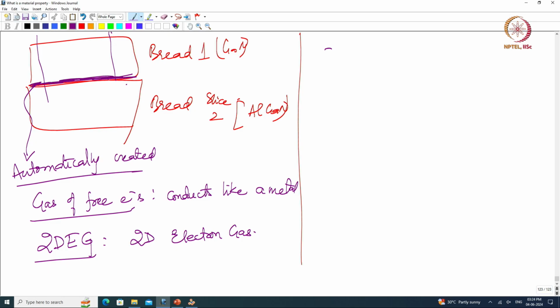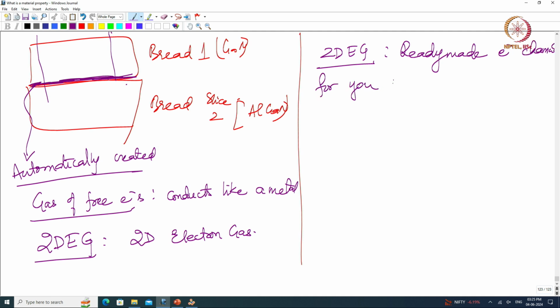Okay, so some magic of material science has happened, and I have magically created this 2D electron gas. What is the use of it? Now this 2D electron gas, for people who are interested in devices, is a ready-made electron channel for you.